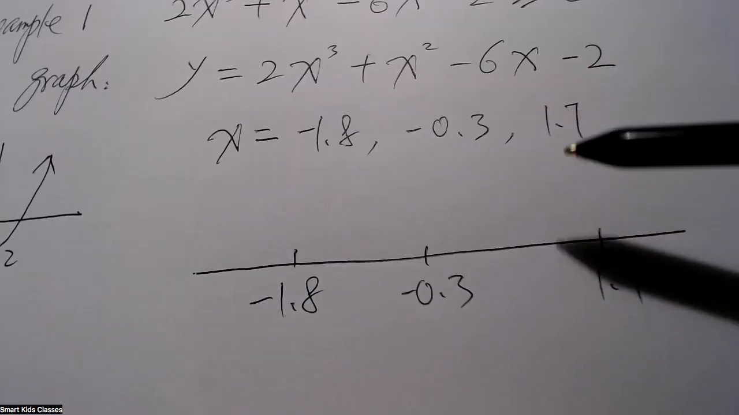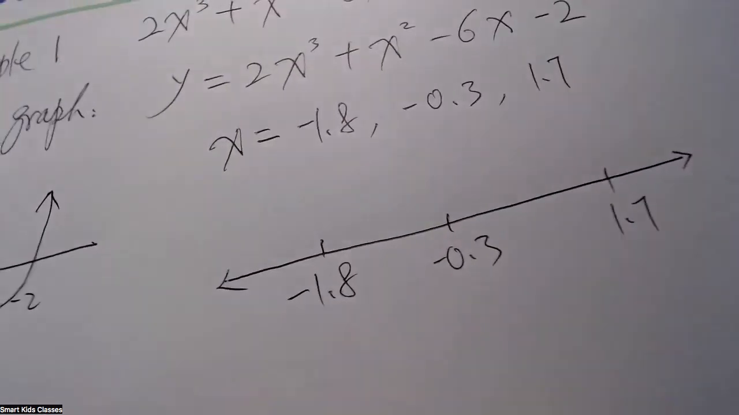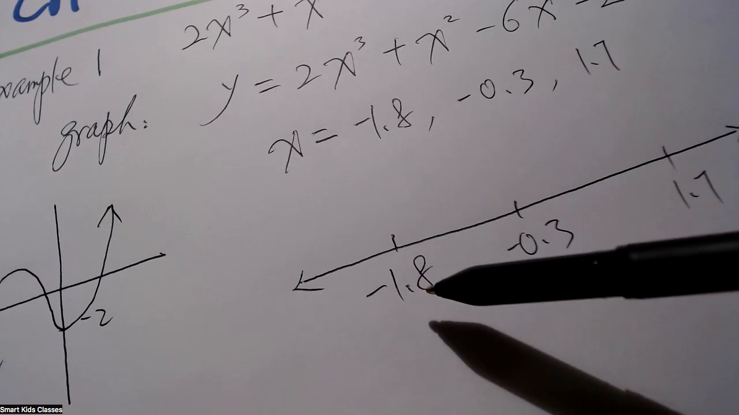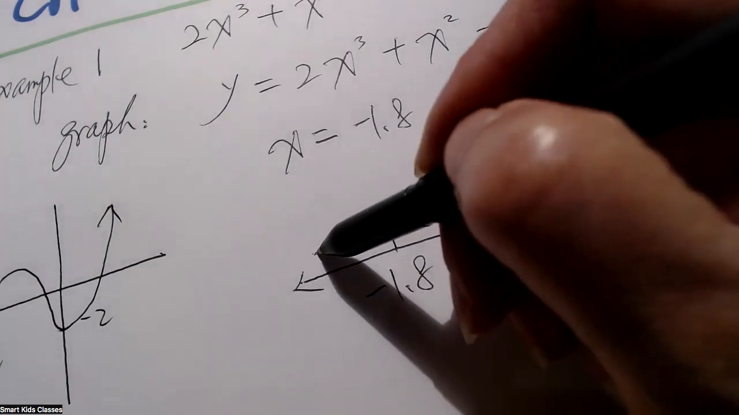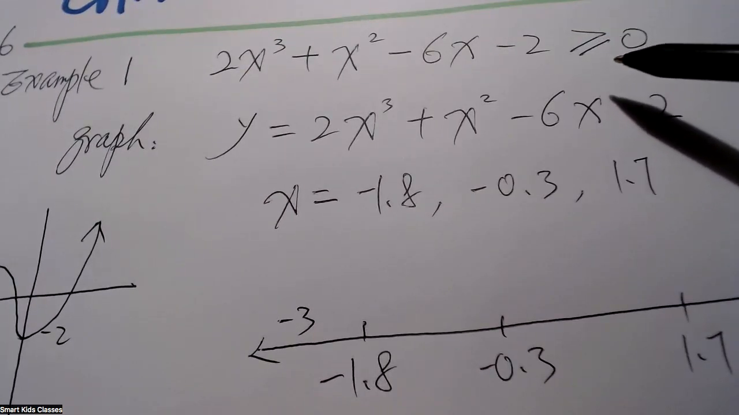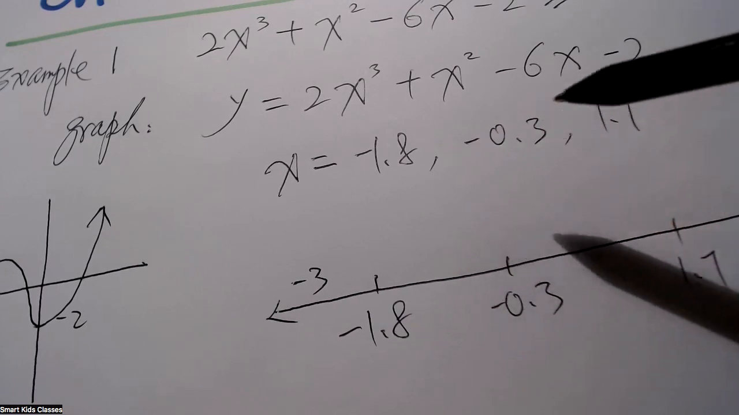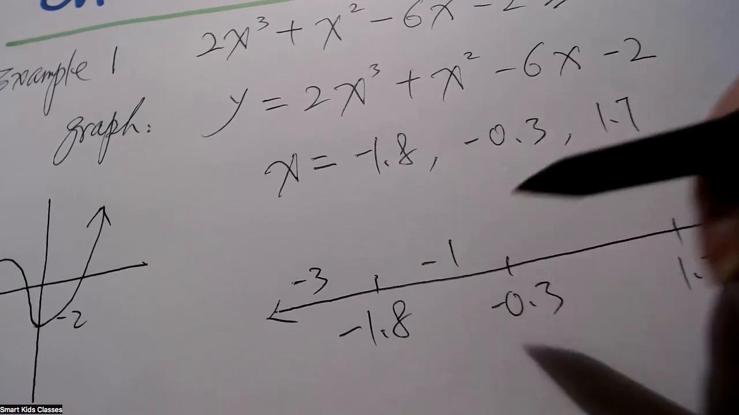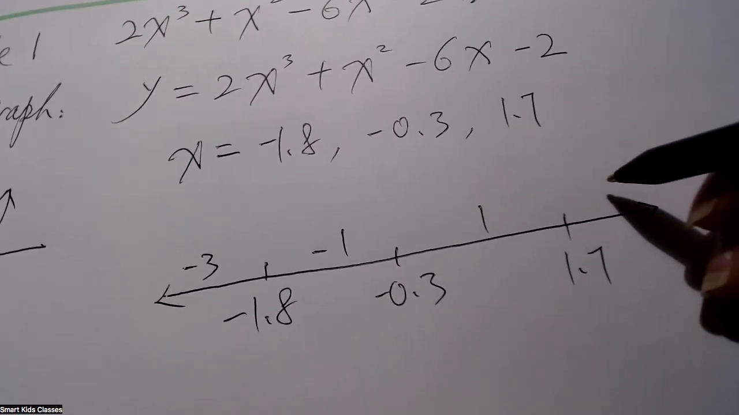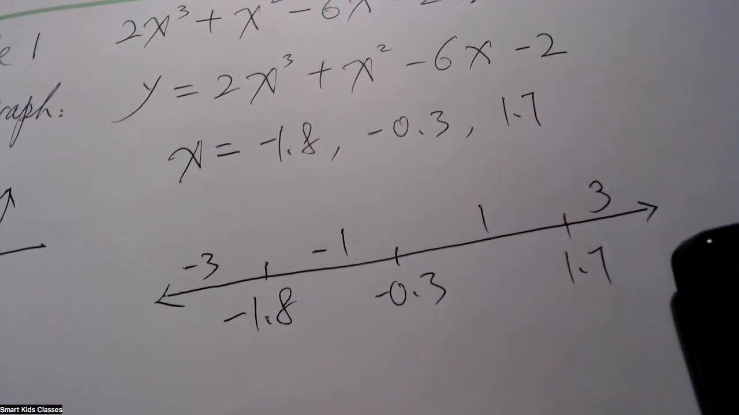Now let's plot these x-intercepts on a number line. We're going to test the first interval from negative infinity to negative 1.8. Let's plug in negative 3 here. We're going to test the sign of the inequality, if this is greater than or equal to 0. From negative 1.8, let's test negative 1. From here, let's test positive 1. And from 1.7, let's test positive 3. So we're going to use a calculator.